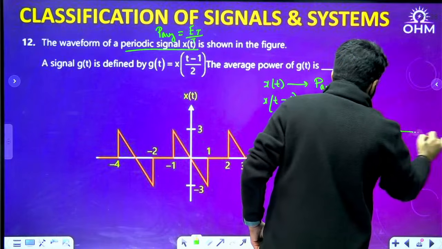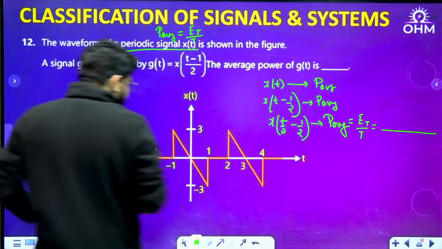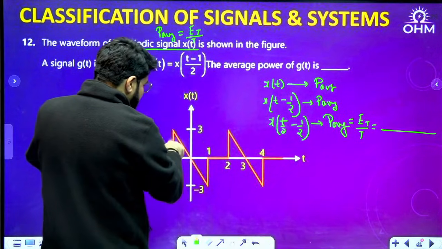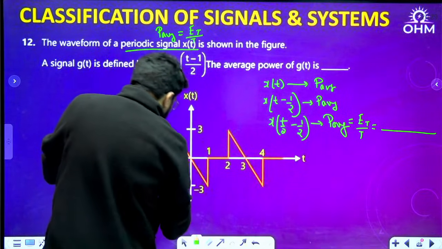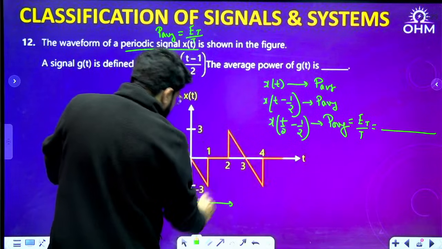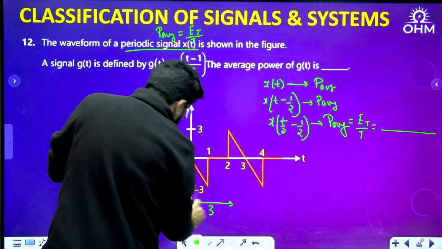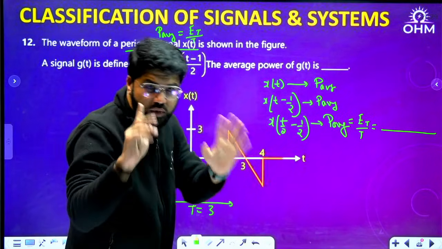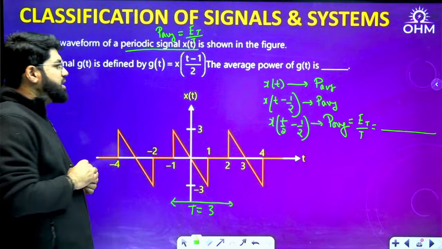Now what is the time period? Time period is the time for repetition. Suppose I start from the first positive cycle, this positive triangular cycle, starting from -1 and going up to 2. Another positive triangle starts at 2. How much is the gap? 3 units. -1 to 2, the difference is 3 units. The time period of the signal is 3.